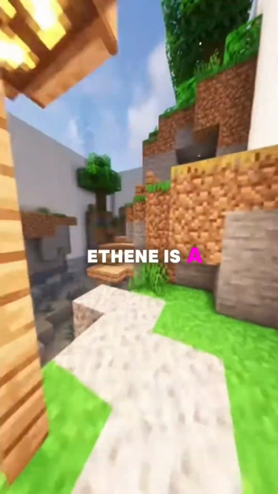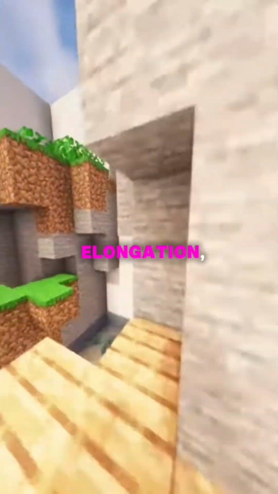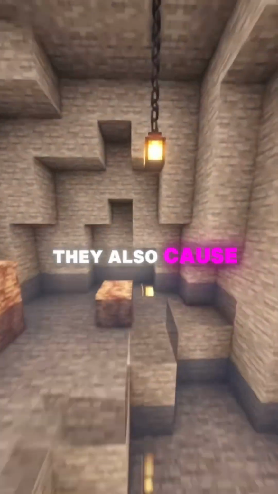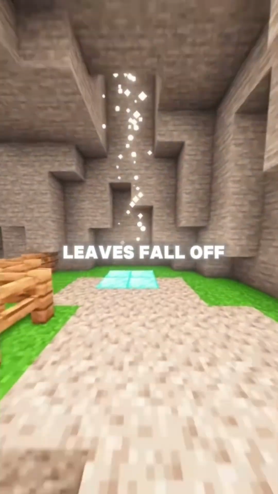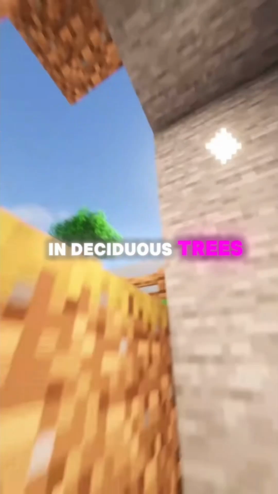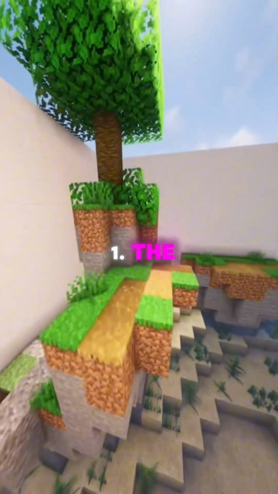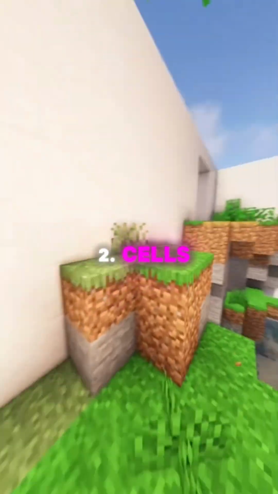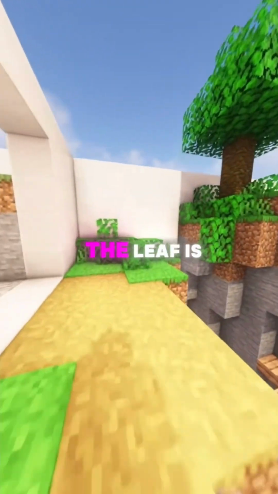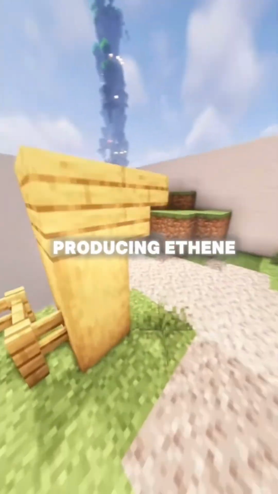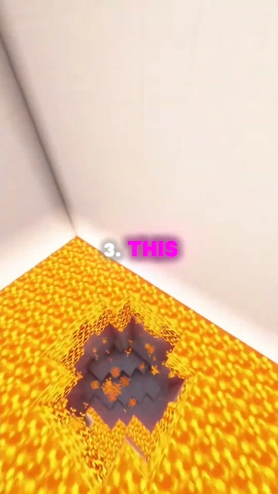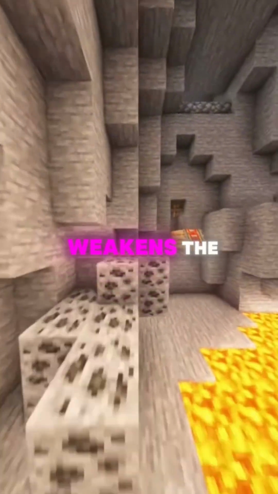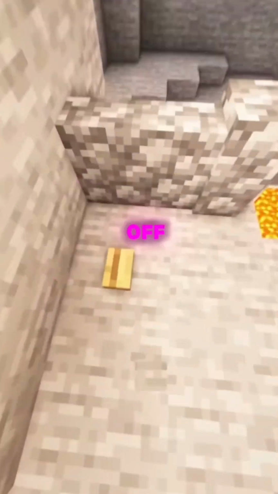Ethene/ethylene. Ethene is a gaseous hormone which inhibits cell elongation, promotes seed germination, and helps to ripen fruit. They also cause apoptosis to make leaves fall off, abscission, for example in deciduous trees. 1. The concentration of auxin decreases as the leaf ages. 2. Cells in the abscission layer, where the leaf is attached to the branch, start producing ethene. 3. This stops auxin production in the abscission layer.